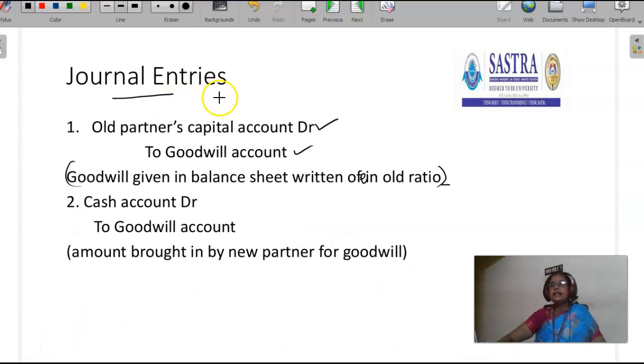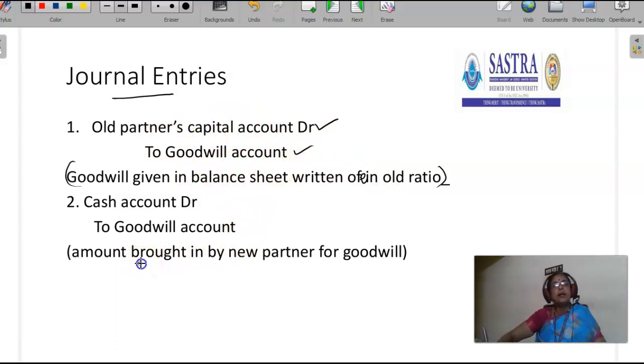Journal entries. Let's see the journal entries. First journal entry is old partner's capital account debtor to goodwill. If there is any goodwill in the balance sheet or in the book, that should be written off in the old ratio, because that is an inherent goodwill. It is not a purchased or acquired goodwill, and so it should be written off. The journal entry is old partner's capital account debtor to goodwill account.